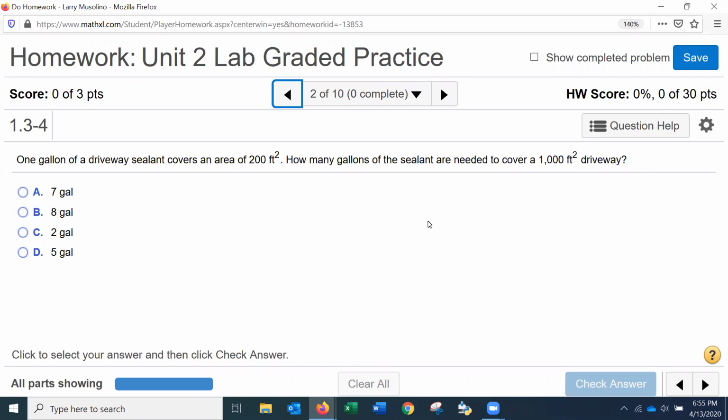All right, let me look at this example here. It says 1 gallon of a driveway sealant covers an area of 200 square feet. How many gallons are needed to cover 1,000 square feet?